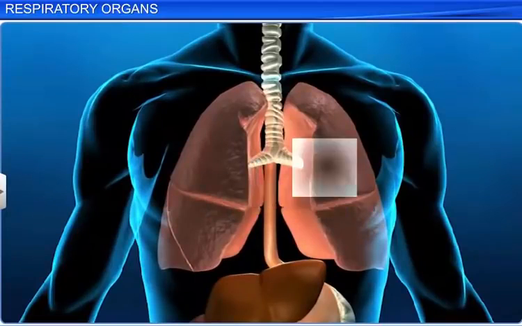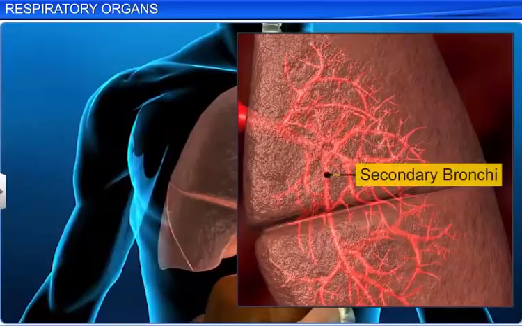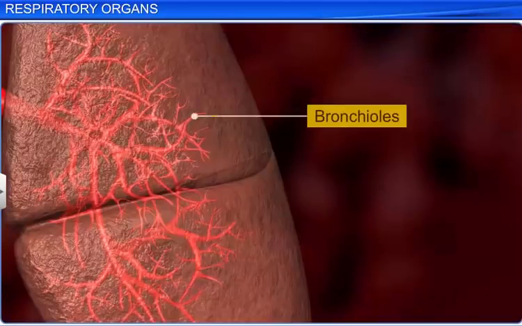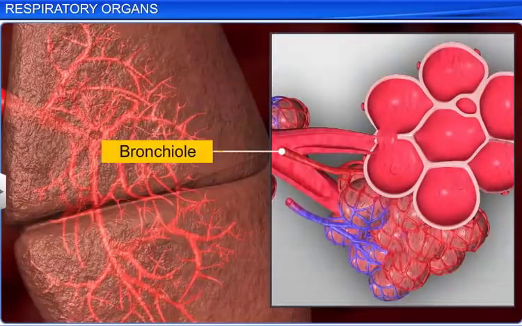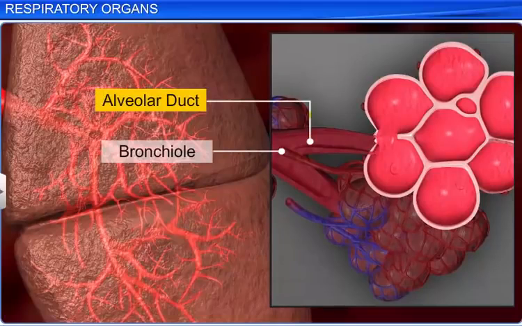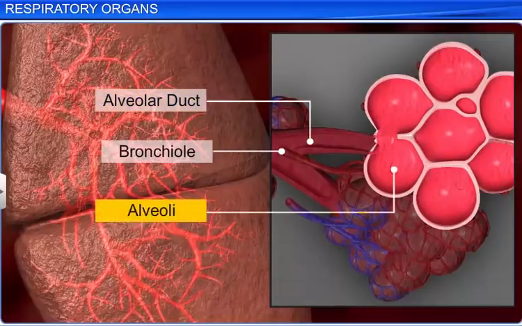Each primary bronchus undergoes repeated divisions to form the secondary and tertiary bronchi, ending up in very thin terminal bronchioles. The terminal bronchioles connect to ducts called alveolar ducts that open into tiny, spongy, air-filled sacs called alveoli, which look almost like a bunch of grapes. An average adult's lungs contain about 600 million alveoli.